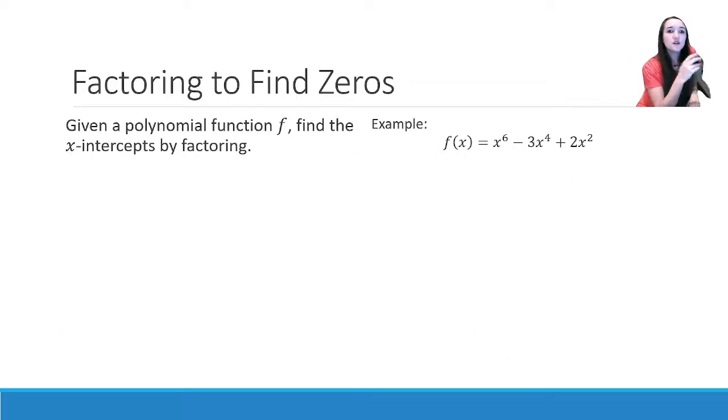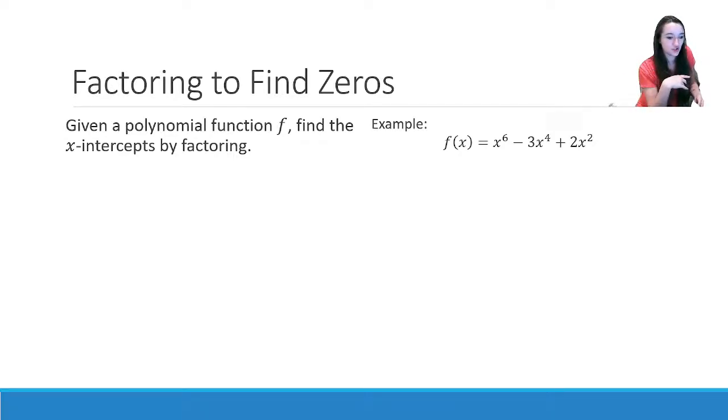Alright. So now, to know a little bit more for certain, we talk about factoring to find those zeros when we're given an equation. So, given a polynomial function f, we want to find the x-intercepts by factoring. First, I'm going to set f of x equal to 0, because that's the whole point of finding x-intercepts, or zeros, is to set our function equal to 0.